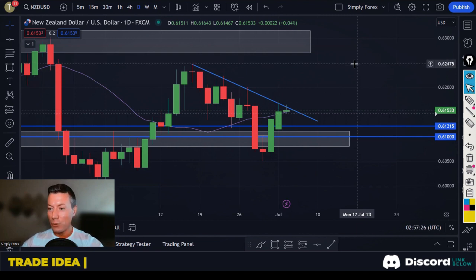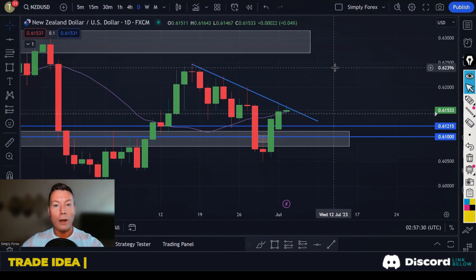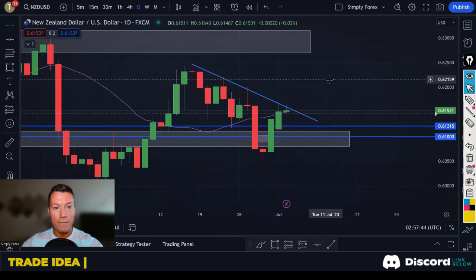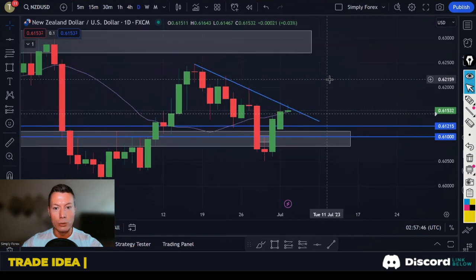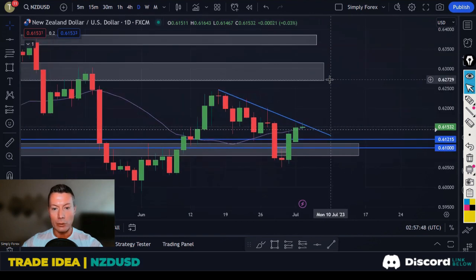Anyway, let's focus on today's trades for Tuesday, the 4th of July. So what I'm seeing, guys, are good turning points for the US dollar, and we start to see US dollar strength. This is what I'm seeing on a couple of pairs. So the first one is this, guys. It is New Zealand dollar against the US dollar.